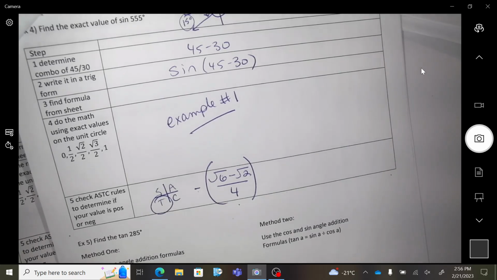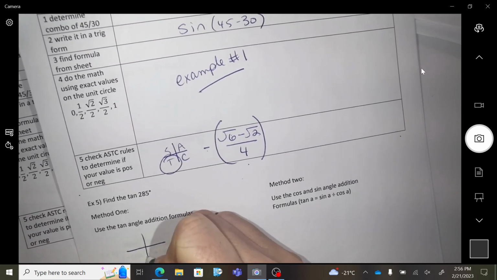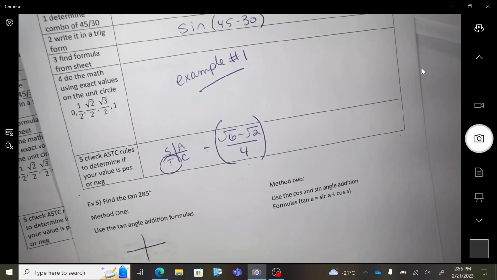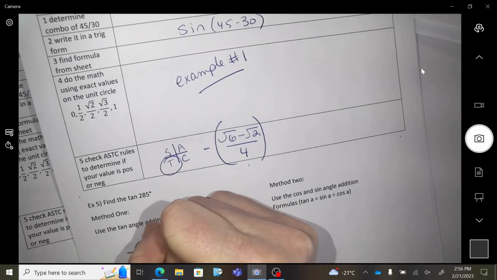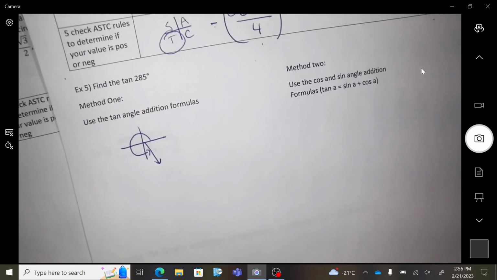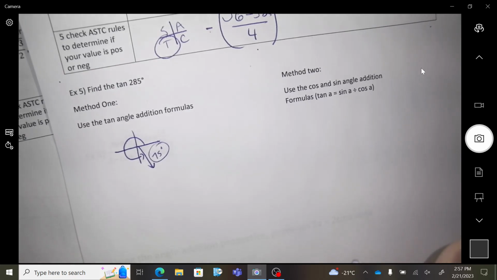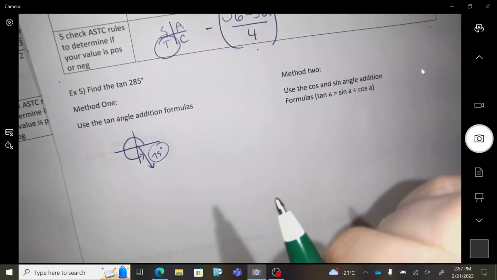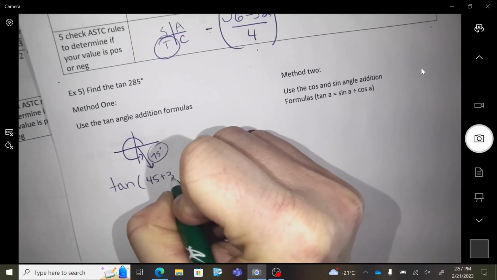Okay, are we doing a tan one? Yeah, example 5, find tan. Okay, let's do a tan one. 285 is in the fourth quadrant. Tan of 285. Okay, so there I am, and it is a 75 degree reference angle. So I'm going to do 75, so that's 45 plus 30.